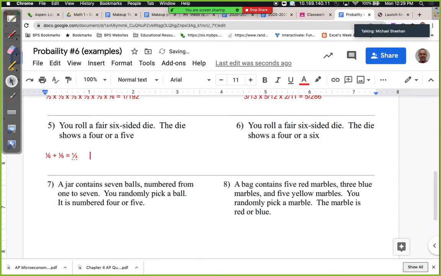All right, here's almost an identical problem. I want to get a 4 or a 6. I've got a 1 out of 6 chance of getting a 4. Or, we're going to translate that into plus. There's a 1 out of 6 chance of getting a 6. 1 out of 6 plus 1 out of 6 reduces to 1 out of 3.